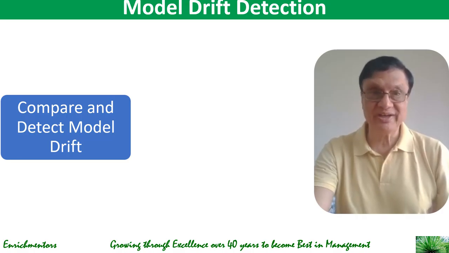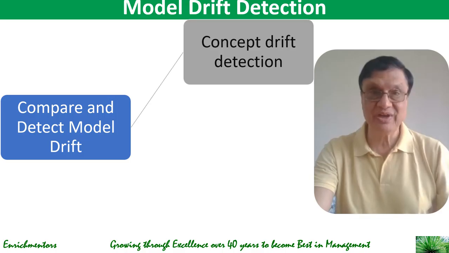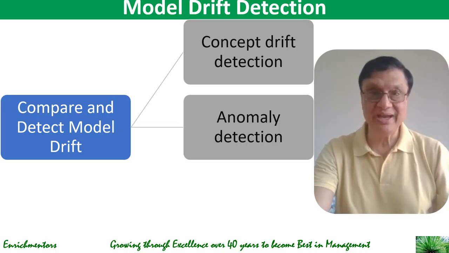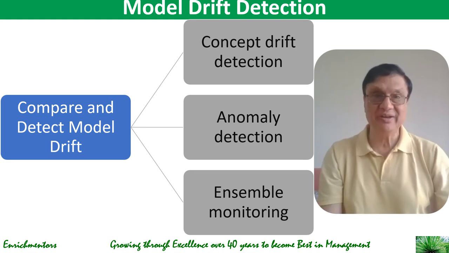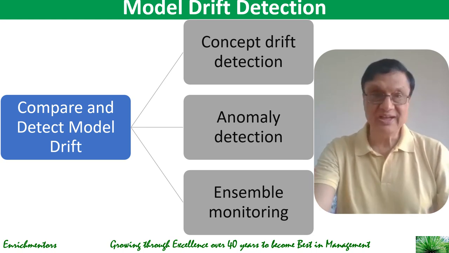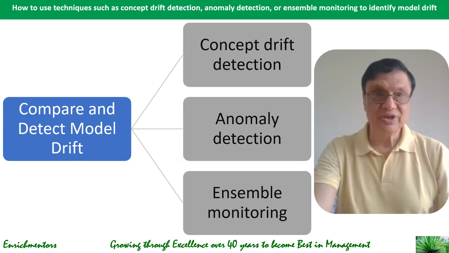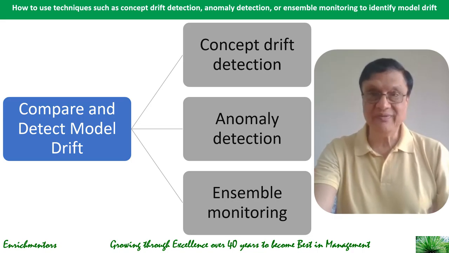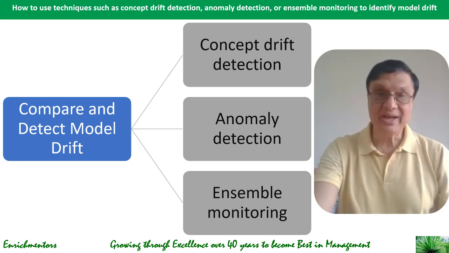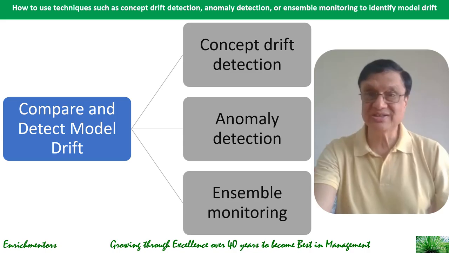There are a few techniques that you can use, like concept drift detection, anomaly detection, and ensemble monitoring, to identify the drift. Let's take a look at each of these. The question is how to use these techniques. They can really help identify model drift by monitoring changes in the model behavior, that is, the performance over a period of time. Let's take a look at how you can use each of these techniques in a little more detail.